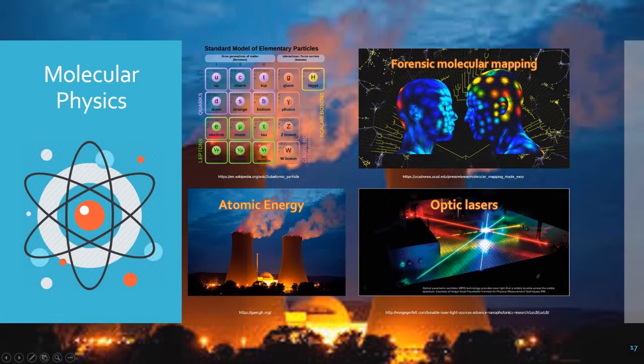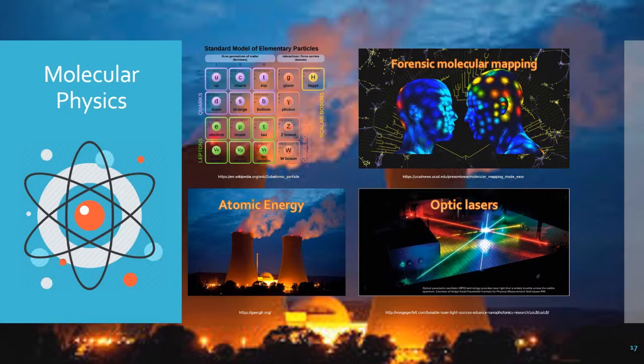And then we see our advancements in technology and our future as we go on. We see molecular physics and the dealing with subatomic particles. We have energy from that. We see obviously World War II, the energy that was given from the atomic bomb. We use lasers now. We're starting to see that more than ever. And then one of the growing fields is forensic molecular mapping.